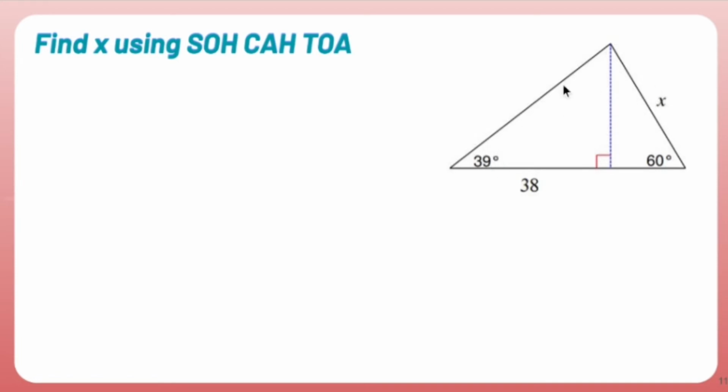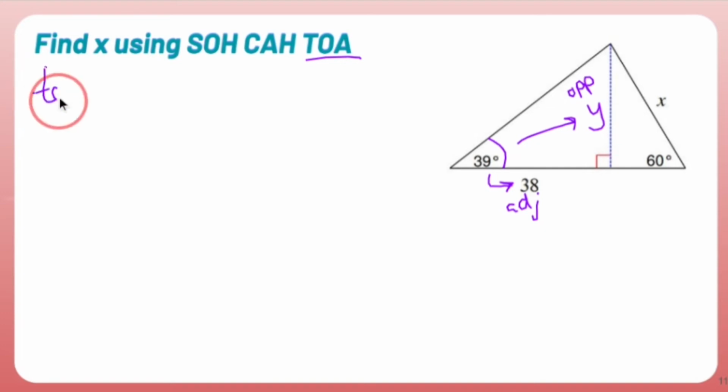I am going to look at this triangle right here. I have an angle of 39 degrees. 38 compared to 39 degrees is my adjacent side. I have to find this side. This side, which I don't want to use x, so I'll call it y. This side is opposite of my 39 degrees. So I'm going to use the trig function that involves the adjacent side and the opposite side, and that's TOA.